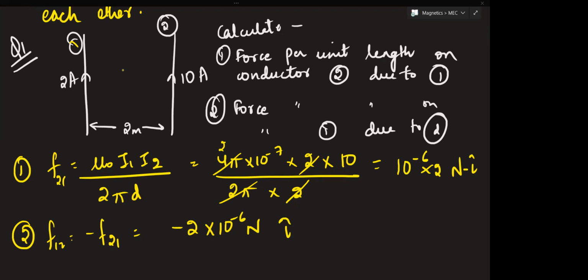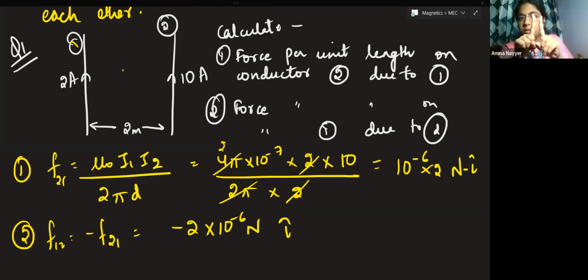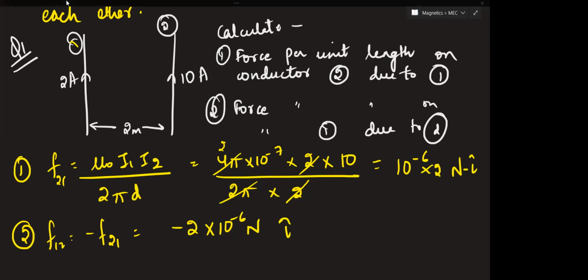If it asks you for the first one, then just look at the motion of the first one. If both of them are repelling by chance, let's say 10 ampere, one is going downwards, both of them are repelling each other, so this becomes plus I cap. In this way, you have to write it. Okay, ma'am.